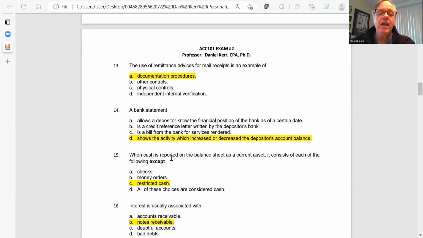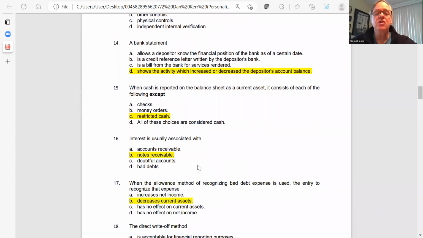Number 15, when cash is reported on the balance sheet as a current asset, it consists of each of the following. Does it include checks? Yes. Does it include money orders? Yes. It doesn't include restricted cash. Restricted cash is cash that's set aside for a particular purpose, maybe like a rent deposit that we have from a tenant, or maybe money that's going into a particular fund to buy a piece of property at a later point. So restricted cash is not part of the current asset account cash.